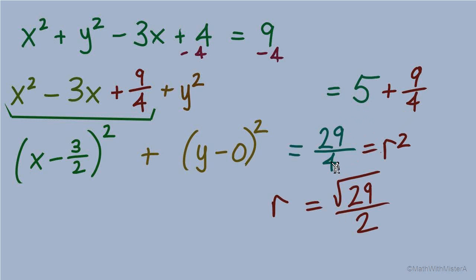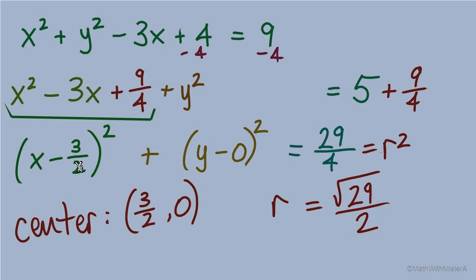The denominator square root of 4 equals 2, but the numerator cannot be simplified. I'm leaving it as radical 29. So there is the radius of this circle. Square root 29 over 2 is the radius, and our center, remember opposite sign, so the ordered pair for our center is positive 3 over 2 for the x-coordinate, 0 for the y-coordinate.